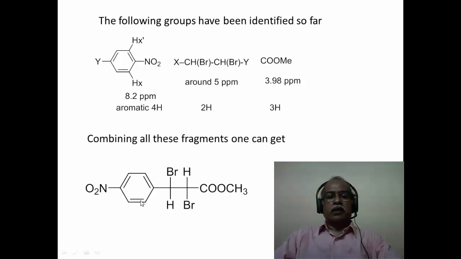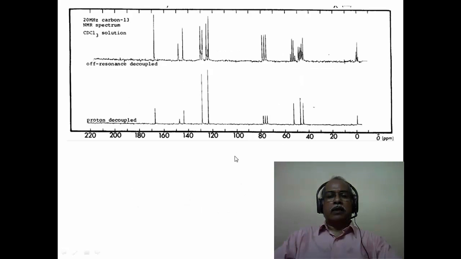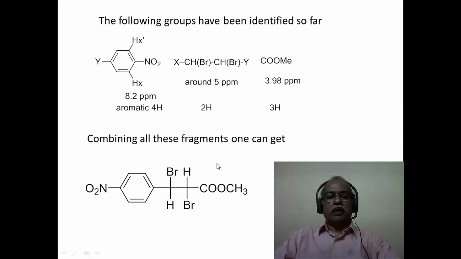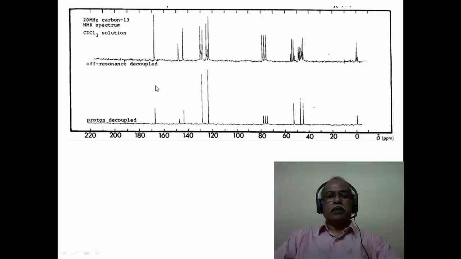Most likely the compound structure is methyl para-nitrophenyl dibromopropionate. That is the name of the structure of the compound that corresponds to the spectral data that is given here. Now let us confirm whether this structure is also satisfying the carbon-13 NMR spectrum. This is the carbon-13 NMR spectrum of this particular compound.